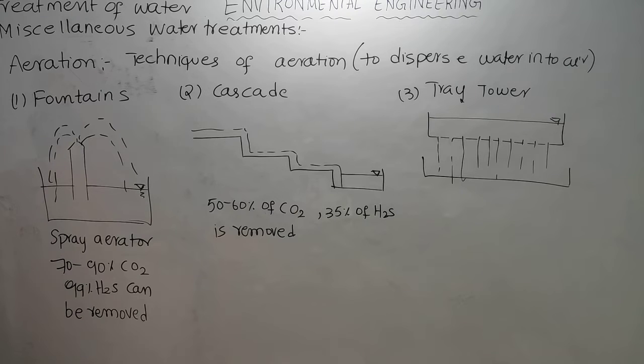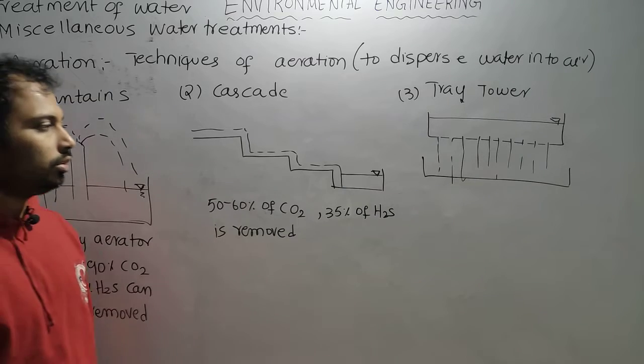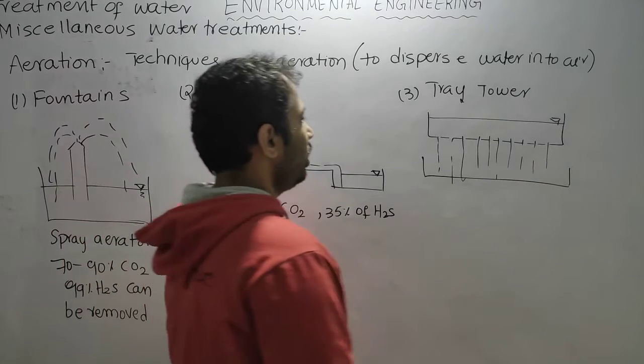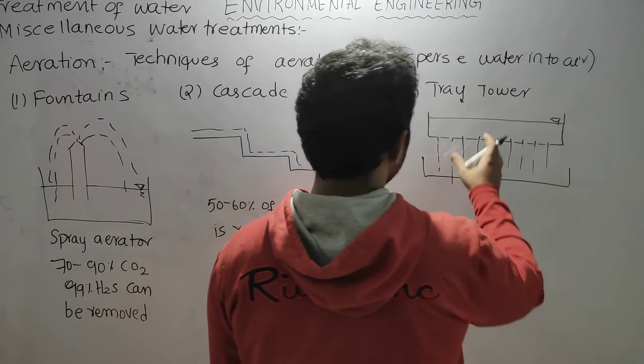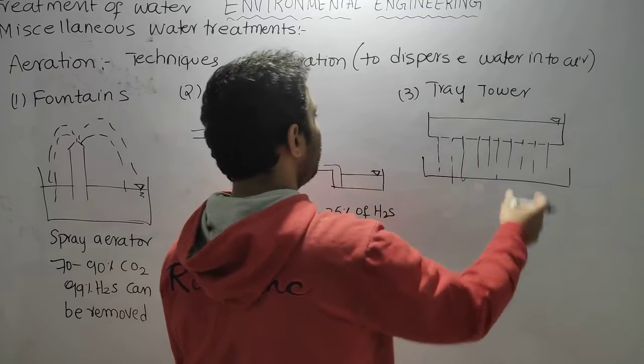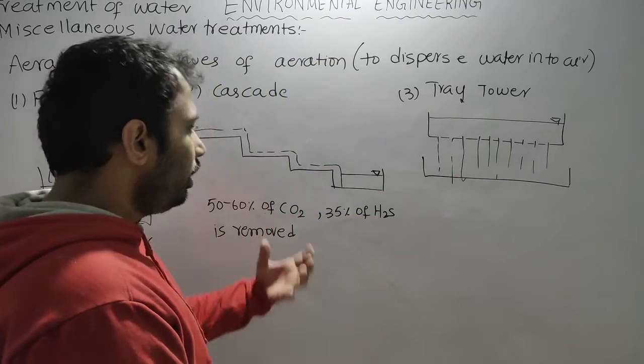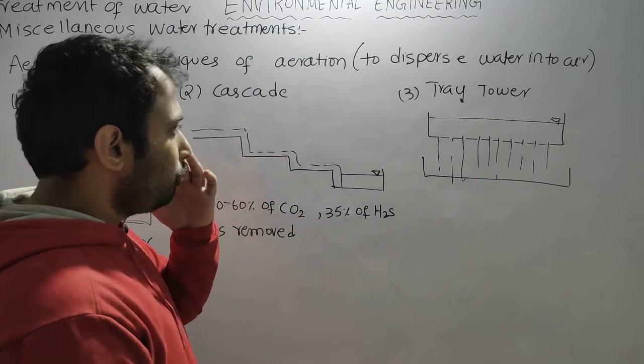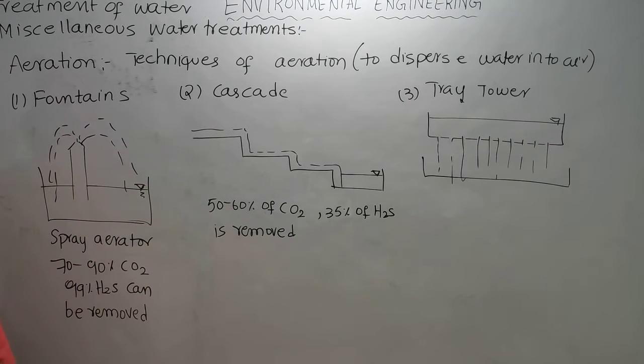This is also a type of free fall aerator, the tray tower aerator. We allow the water to fall freely, so we call it a free fall tray tower.